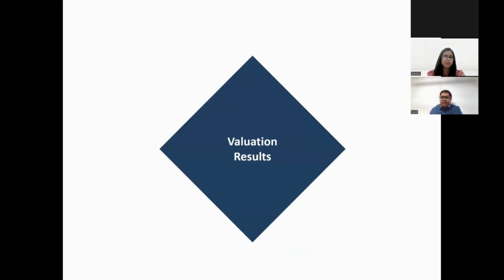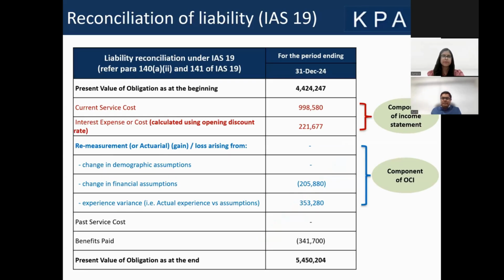Now, moving forward, we have seen how the liability is calculated. Let's quickly understand how it is reconciled in the financial statements under IAS 19. This table shows the liability reconciliation for the period ending 31st December 2024.